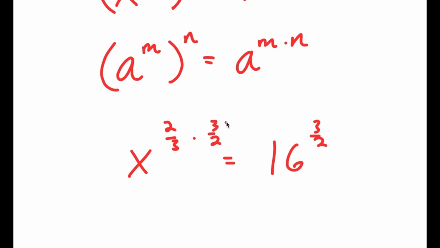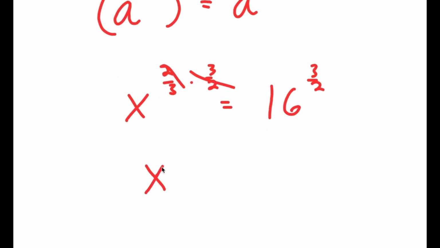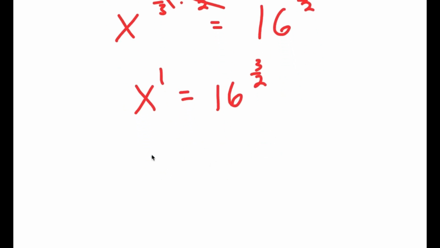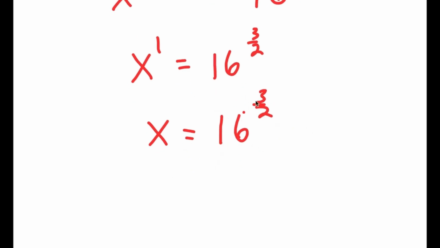Now, 2/3 and 3/2, these two are reciprocals, so they simply cancel out, leaving me with x to the power of 1 is equal to 16 to the power of 3/2. And x to the power of 1 is the same thing as x, so I get x is equal to 16 to the power of 3/2. However, we're not done yet, because we still have to simplify this.